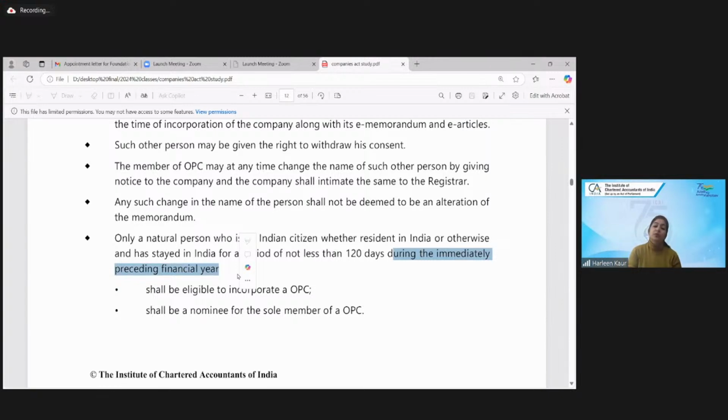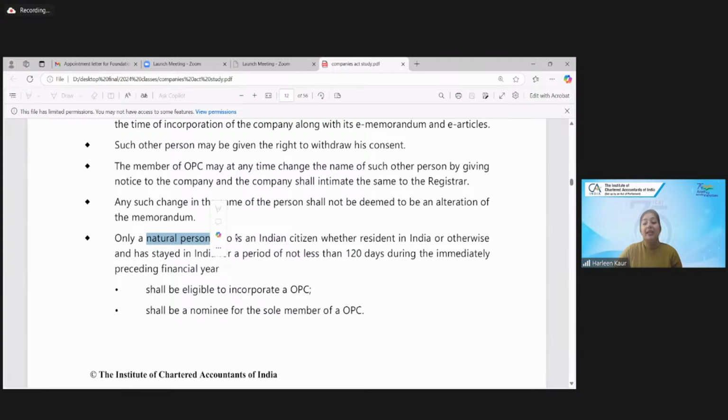Only a natural person. What is the meaning of point number 1? Can a company open up an OPC? Can an artificial person, can a firm, can they open up an OPC? The answer is no. Only a natural person, an individual can only open up an OPC. सिर्फ एक इंडिविजुअल, एक ह्यूमन बीइंग, एक इंसान ही ओपीसी खोल सकता है.